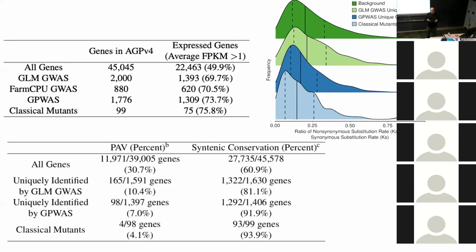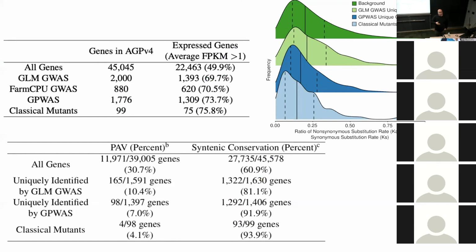If we look at KAKS, so a measure of how effectively purifying selection is operating on these, we can only do this for the subset of genes that are actually conserved in sorghum. We see that both the classical mutants and the GPWAS genes have a statistically significant shifted distribution towards lower KAKS ratios, which indicates they're subject to stronger purifying selection than the average gene in the genome.